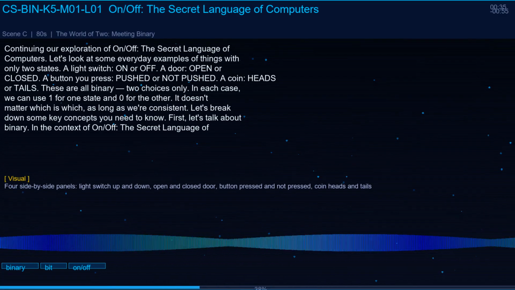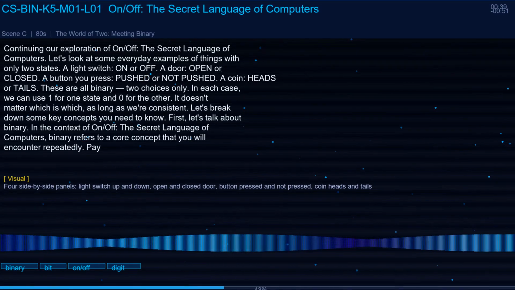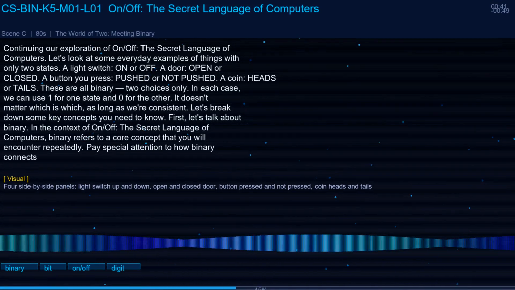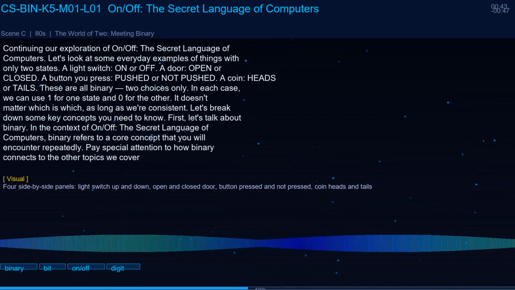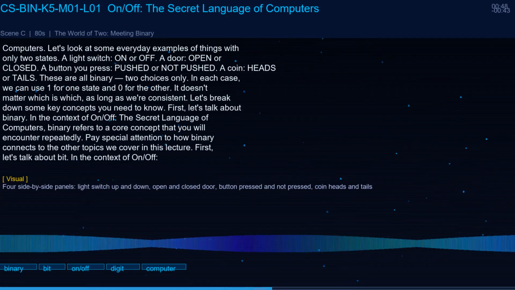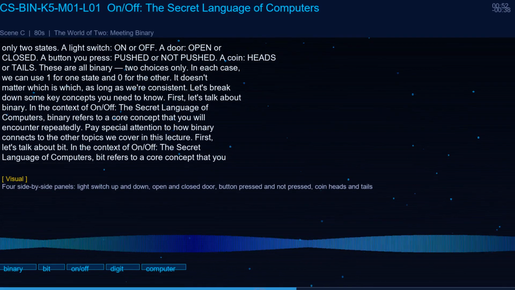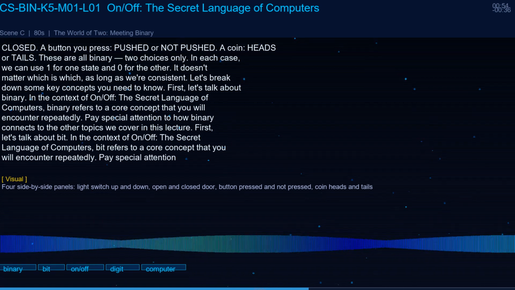Let's break down some key concepts you need to know. First, let's talk about binary. In the context of on/off, the secret language of computers, binary refers to a core concept that you will encounter repeatedly. Pay special attention to how binary connects to the other topics we cover in this lecture.